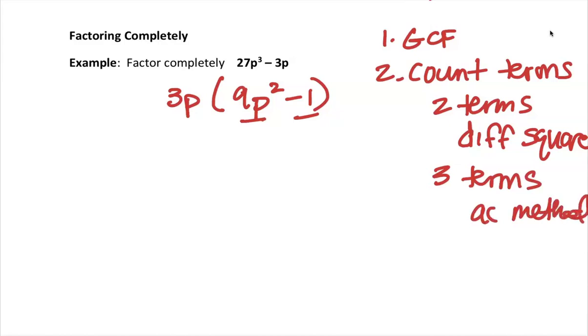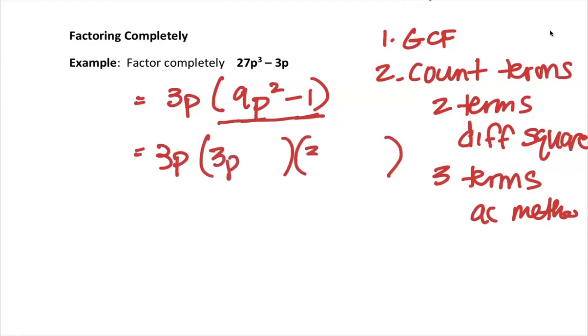Okay, 2 terms. Is this a difference of squares? It's a minus sign and a perfect square and a perfect square. Yes, it fits the pattern, which means we can factor this further. So we're going to say this is 3p, just recopying. And then 9p squared minus 1. If we apply our difference of squares form, that would be 3p times 3p, 1's plus, 1's minus, the square root of 1 is 1.